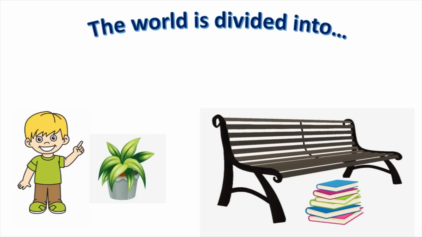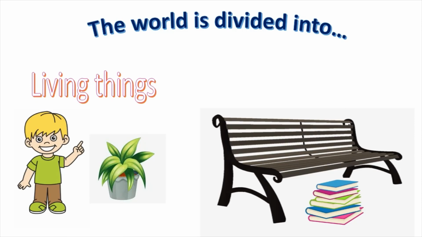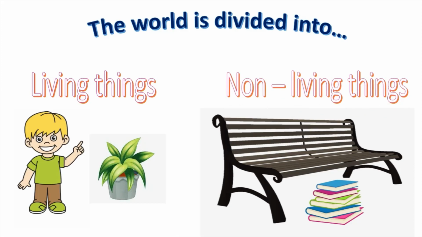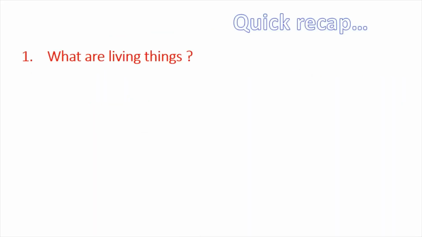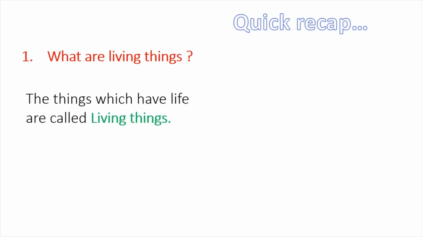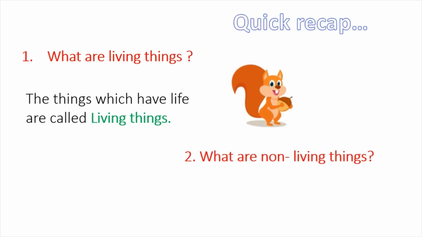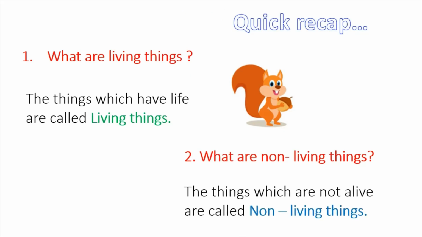We have learnt that the world is divided into two types of things. First one, living things, and the second one, non-living things. Now, what are the living things? The things which have life are called living things. For example, a squirrel. And what are non-living things? The things which are not alive are called non-living things. For example, a pencil which we are using every day.